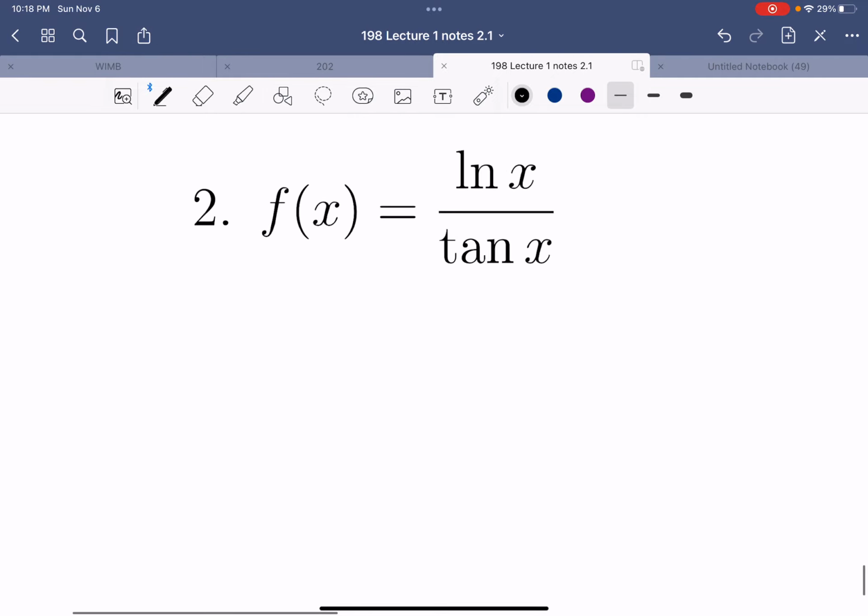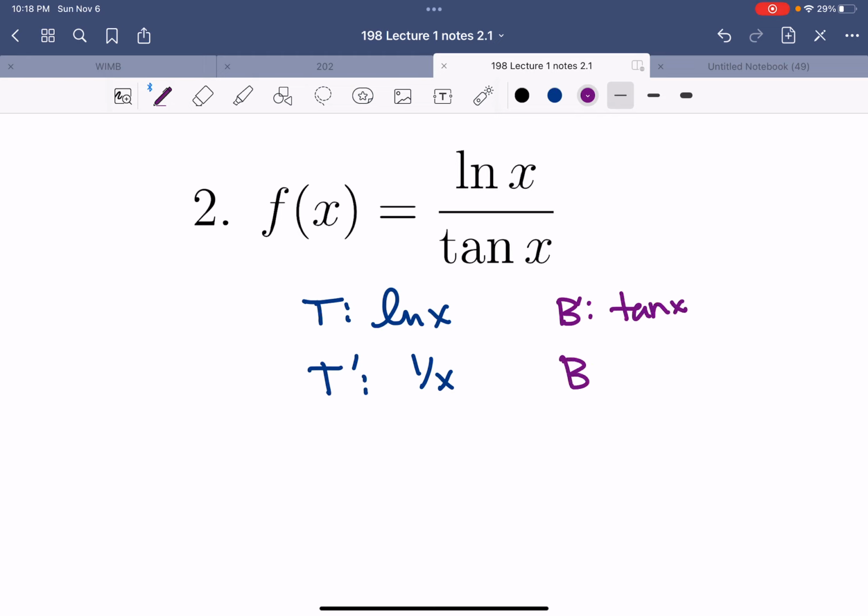Number 2, you've got an ln x over a tangent x, so this is a quotient rule. So the top is your natural log of x, and the top prime is 1 over x. The bottom is tangent x, and the derivative is secant squared.